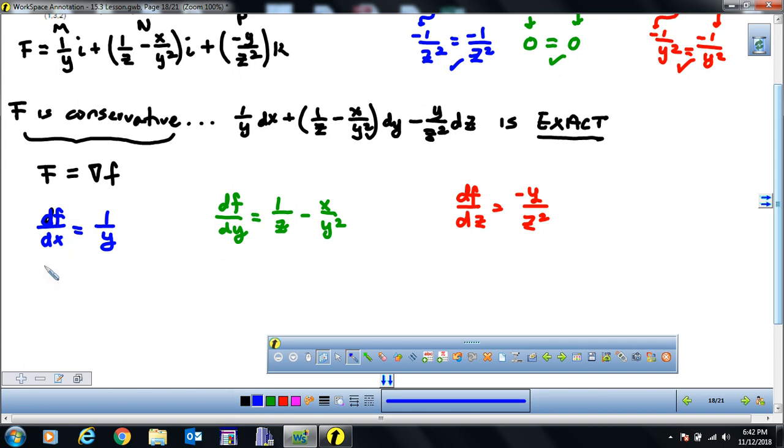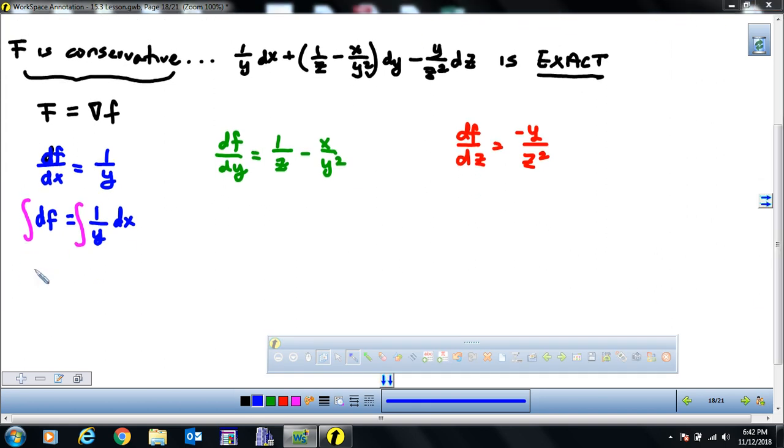Let's integrate the first one to start finding the potential function f. So the derivative of f equals, well, I'm going to put it as 1 over y dx. And the integration of 1 over y dx with respect to x would just be x over y, or 1 over y times x, which is the same thing as x over y.